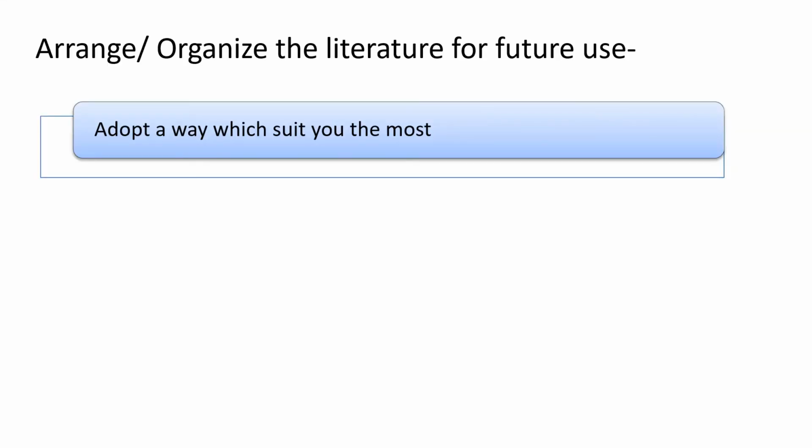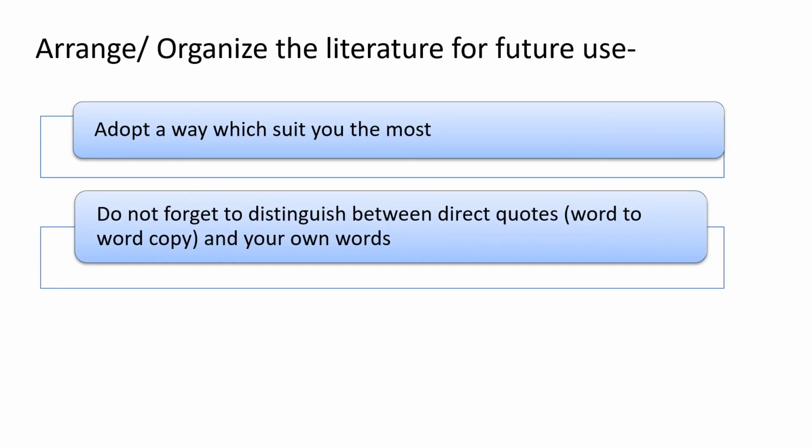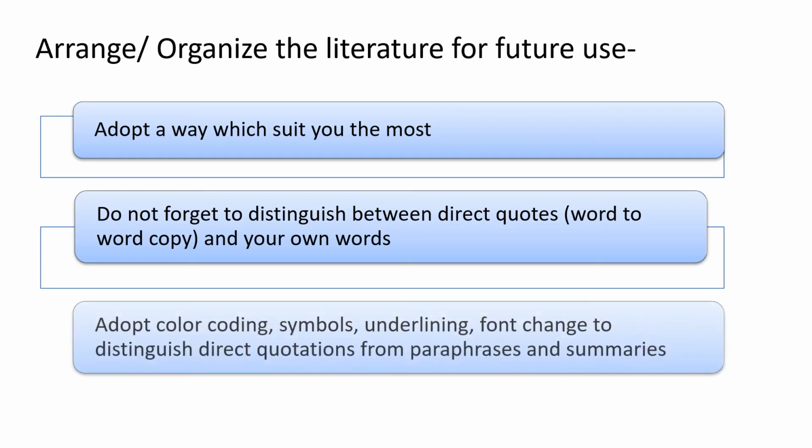Next is arrange and organize literature for future use. For this, you can develop your own way of arranging the literature for further use. You can store them in your computer with the name, with the file size, or you can arrange them in alphabetical order. One more thing you can do is spiral bind the hard copies of the literature, so it will be easier for you to access them whenever needed. And you should be able to distinguish between the direct quote and your own words. You can adopt color coding, symbols, underlining, or font change to distinguish direct quotes from paraphrasing and summaries.